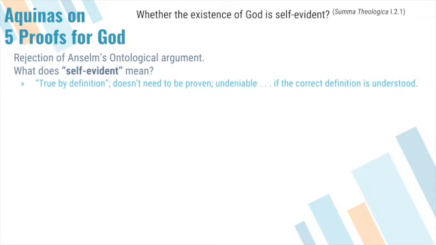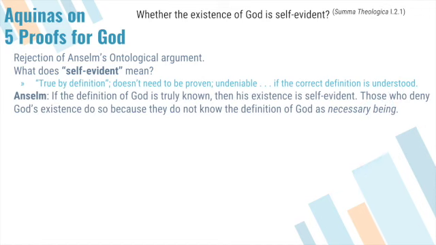Or, for example, the 3 fundamental principles of logic or laws of logic, Aristotelian laws of logic. You can see my critical thinking videos for that. Something like something can either be true or false and not both at the same time and in the same way. Right? That's true by definition. Anselm says if the definition of God is truly known, then his existence is self-evident. Those who deny God's existence do so because they do not know the definition of God as necessary being.